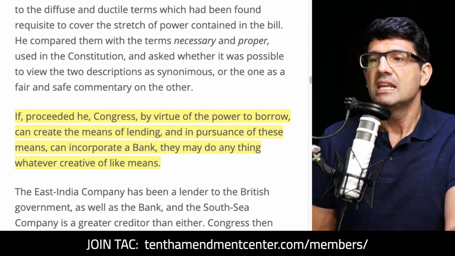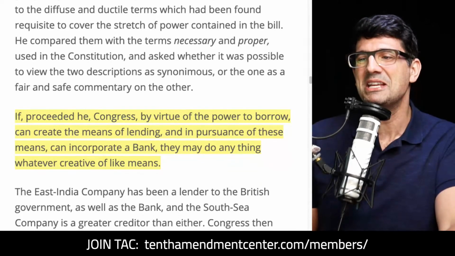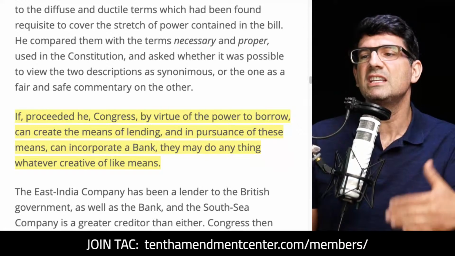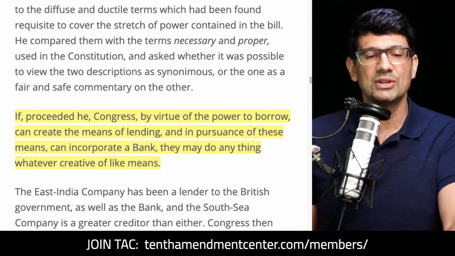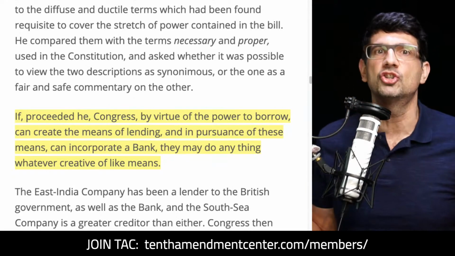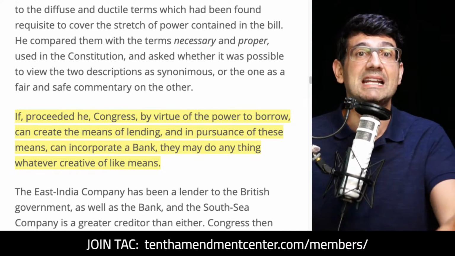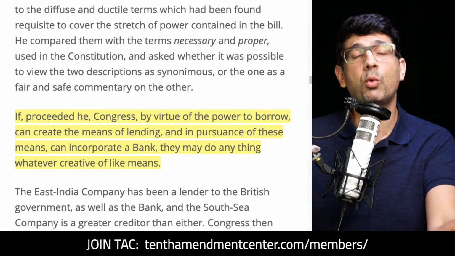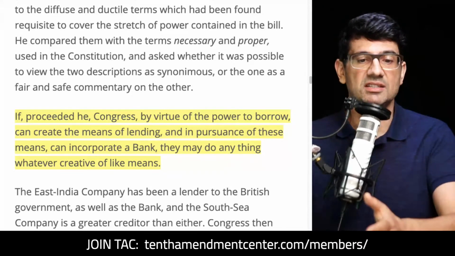And he goes on, he says, if, proceeded he, Congress by virtue of the power to borrow can create the means of lending, and in pursuance of these means can incorporate a bank, they may do anything whatever creative of like means. So that's kind of his summary. Basically, if you can just do whatever you want, you're going to have the power to basically do this for anything. He then spent quite a bit of time talking about implied powers versus incidental powers.